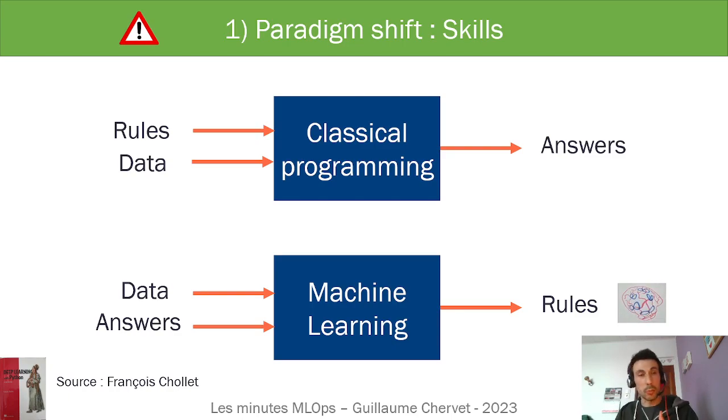In machine learning, it's a bit different. As input, we'll have data and answers. This will enable a developer, a data scientist, to write algorithms to generate an AI. And this will enable us to generate the rules. And these rules are what we call AI. And technically, in computer science, we talk about models, AI models.